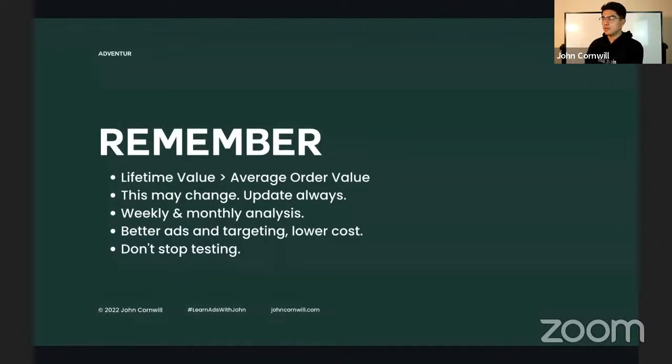Ito yung dahilan bakit may mga loyalty cards yung ibang brands. Because they want you to buy again. And that will increase your lifetime value to them.